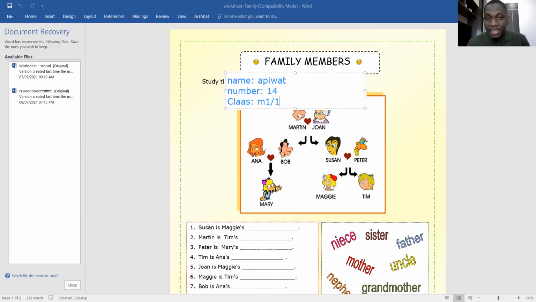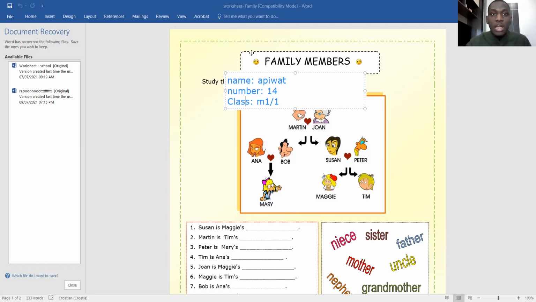Okay, I will repeat. Before you start to write the worksheet, you have to write your name, Happy What, or any name. Then you have to write your number, any number, right? And number 3, you have to write your class: M1/1, M1/2, any class that you are in. Do you understand?